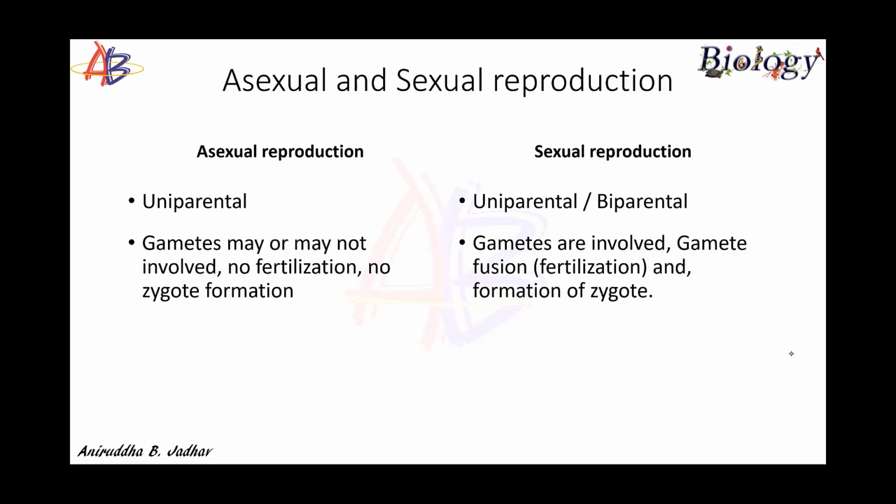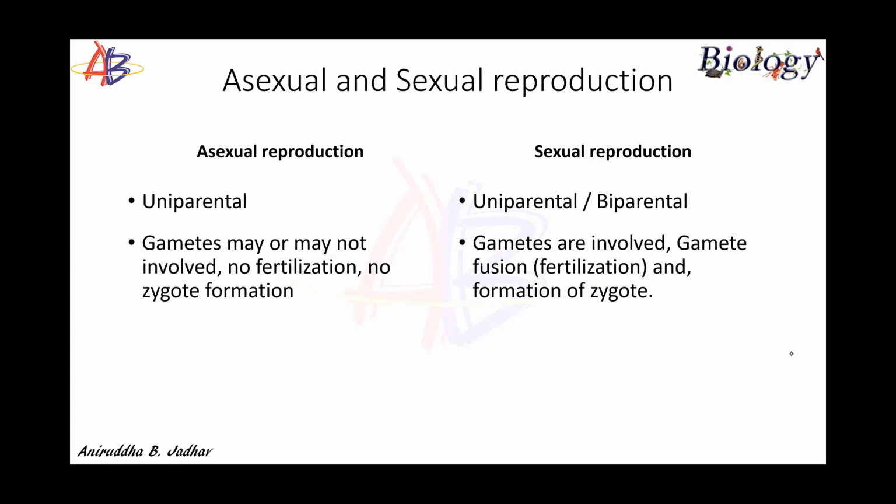Next difference: in asexual reproduction, the gametes may or may not be involved. Usually in most cases, gametes have no role during asexual reproduction. But there are a few exceptions, mostly in plants and a few animals, where the gametes also have the ability to participate in asexual reproduction. So we'll write it as the gametes may or may not be involved. However, whenever the gametes are involved in asexual reproduction, they do not follow fertilization. So whenever there is no fertilization, there is no zygote formation.